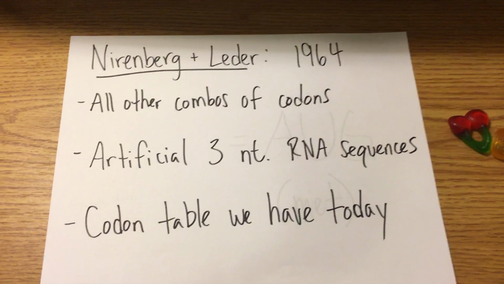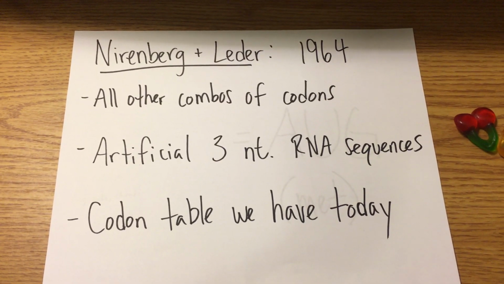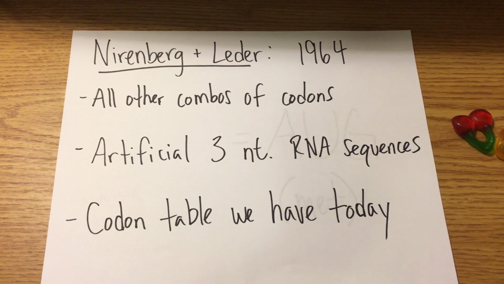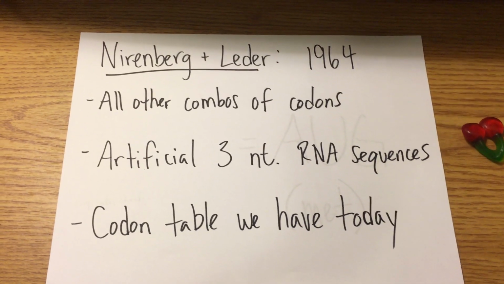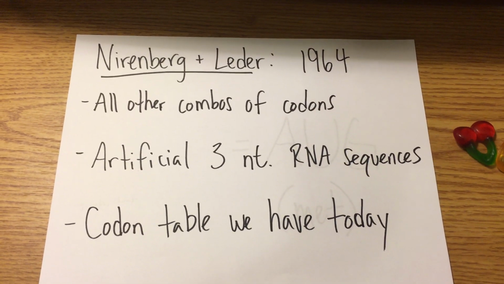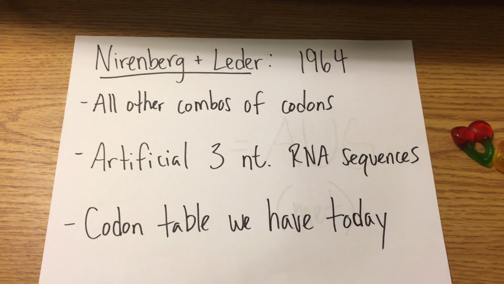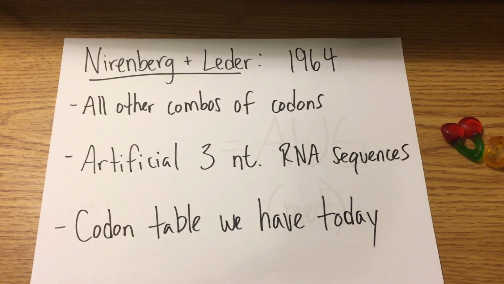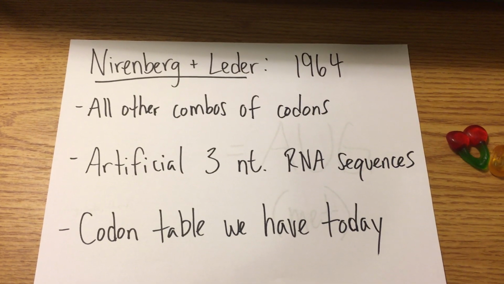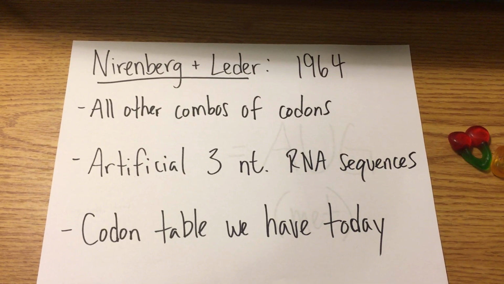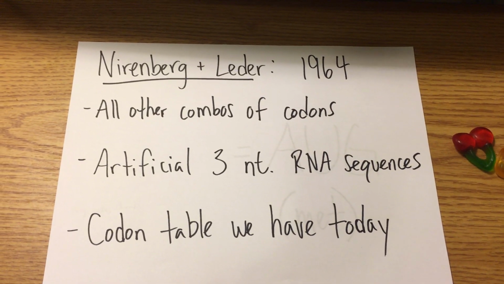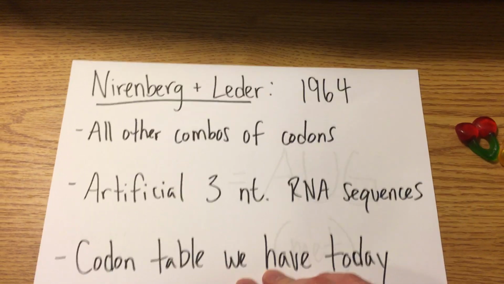But for the Nirenberg and Leader experiment in 1964, they used 3 nucleotide RNA sequences that they made, so they weren't all just repeating nucleotides, they were all different combinations, and they got all the rest of those 64 possible combinations that hadn't been covered in the first experiment by Nirenberg and Matthaei, and it really gave us the codon table that we have today.